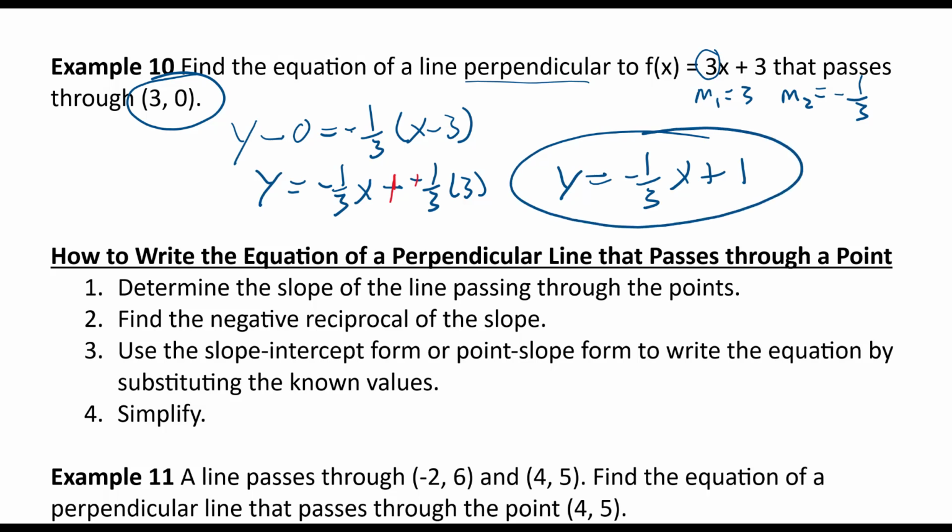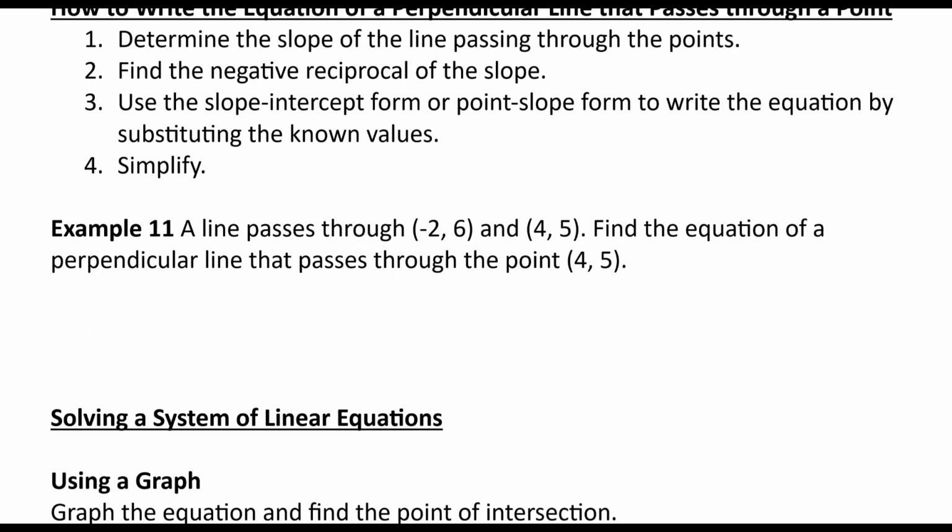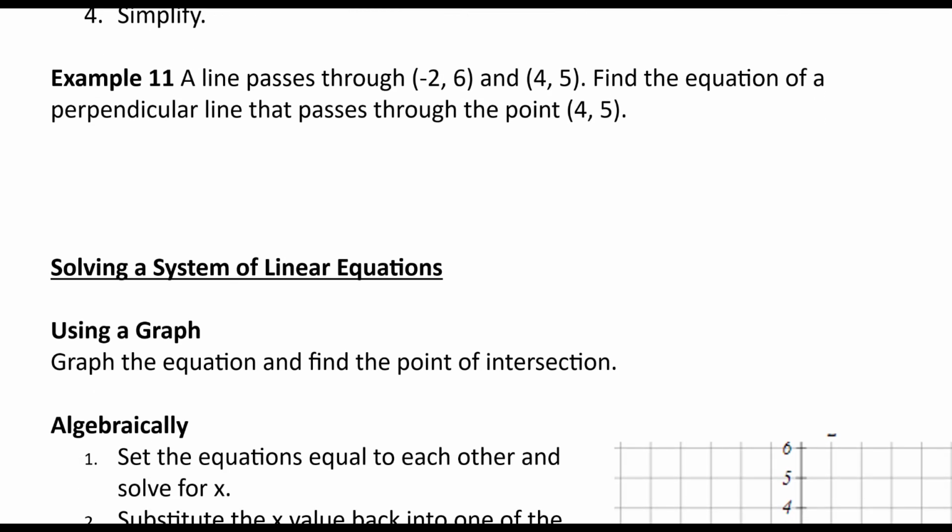Okay, how to write the equation of a perpendicular line that passes through a point. Again, determine the slope of the line passing through the points. Find the negative reciprocal of the slope. Use the slope-intercept form or point slope form to write the equation by substituting the known values. Then simplify. So here we have to find the slope.